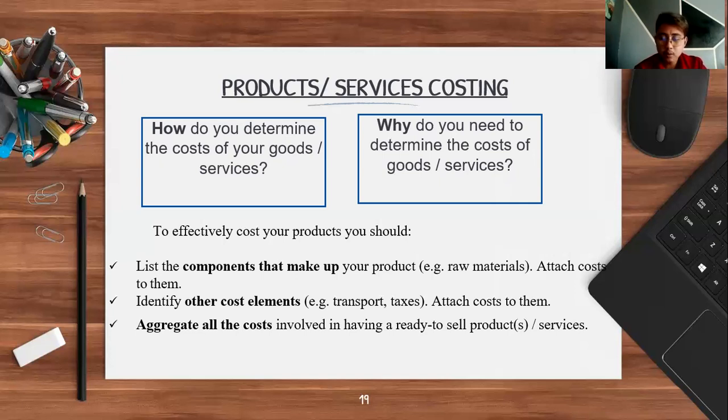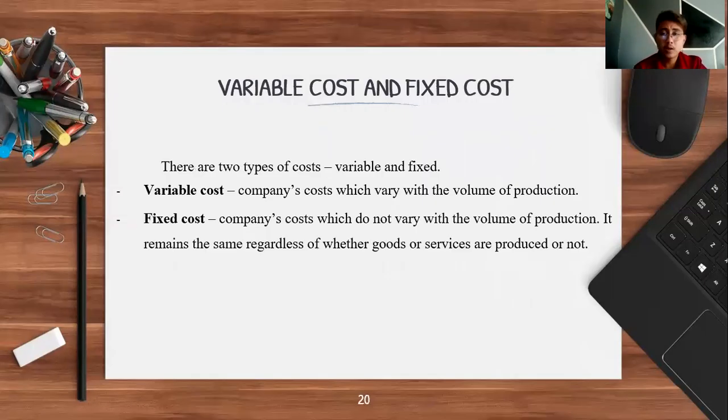So you need to determine your markup. Okay? So magkano ba yung markup na ilalagay ko sa kada produkto na develop ko or na produce ko. So yan po yung dapat na gagawin. So once you already get your total markup, it will serve as your profit for your business. So we have the variable cost and the fixed cost. So there are two types of costs, variable and fixed.